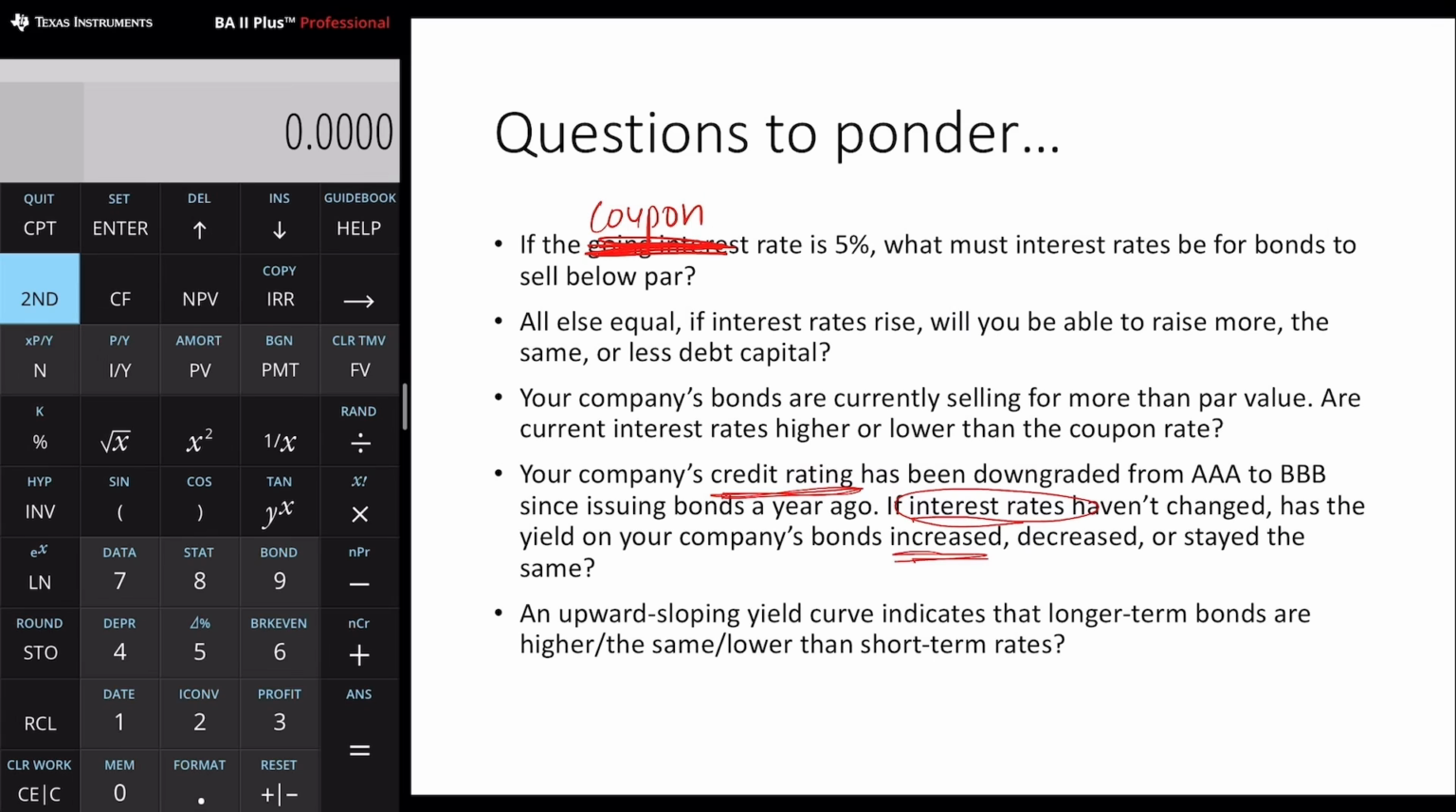An upward sloping yield curve indicates that longer-term bonds yield higher, the same, or lower than short-term interest rates. Remember, the yield curve gives us an idea of the relationship between maturity and yield. Usually it's upward sloping, and if it's upward sloping, it means that bonds with shorter maturity are yielding lower than bonds with longer maturity. So longer-term rates are going to be higher than short-term rates.